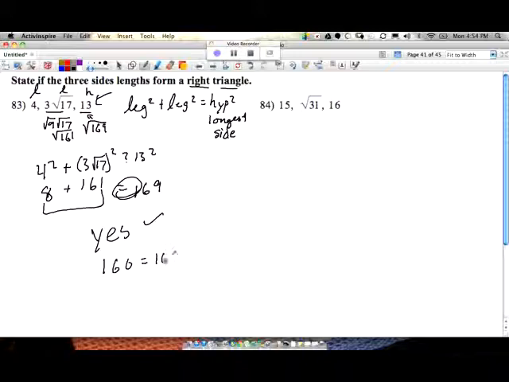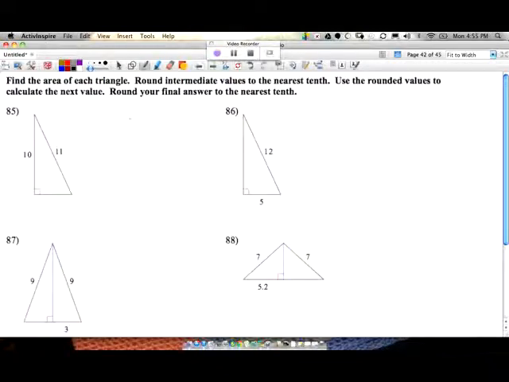Now, if I came up with something like 160 equals 169, that would be no. That would be a no. But this up here is yes. This down here is no. So it's giving you two different ideas there.